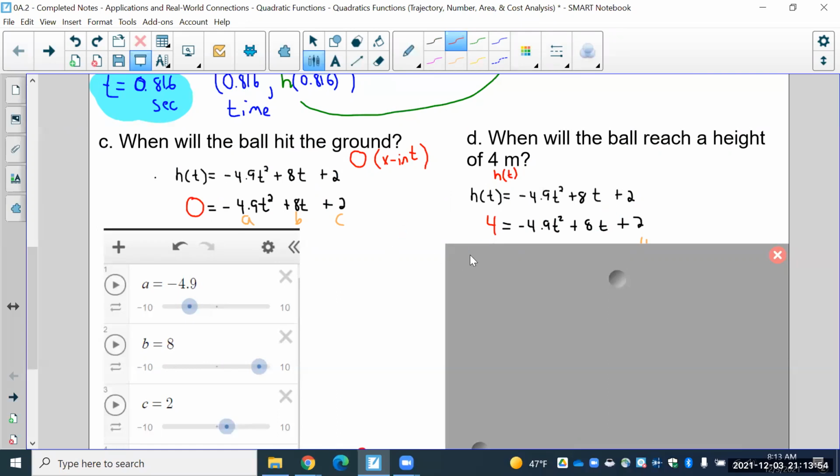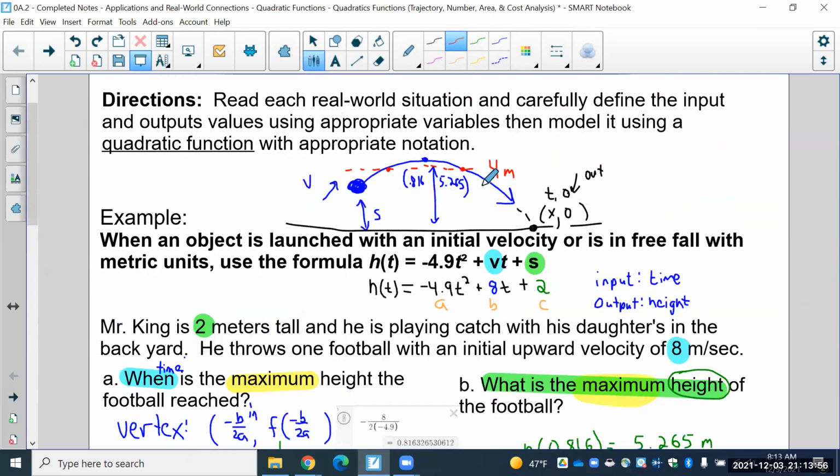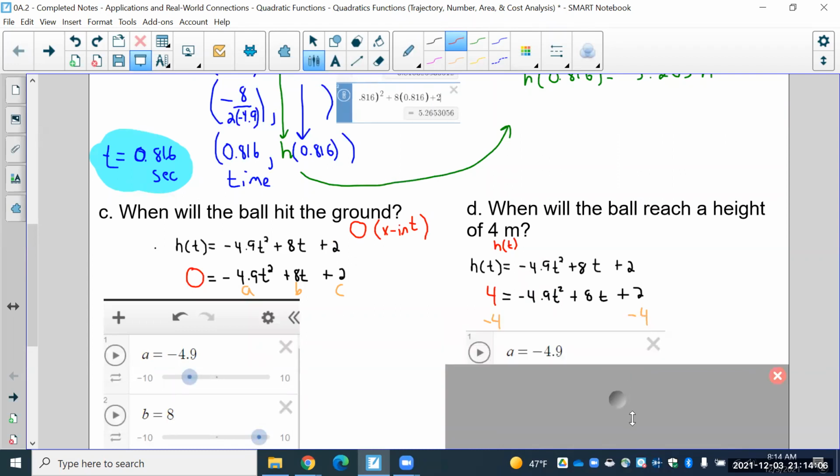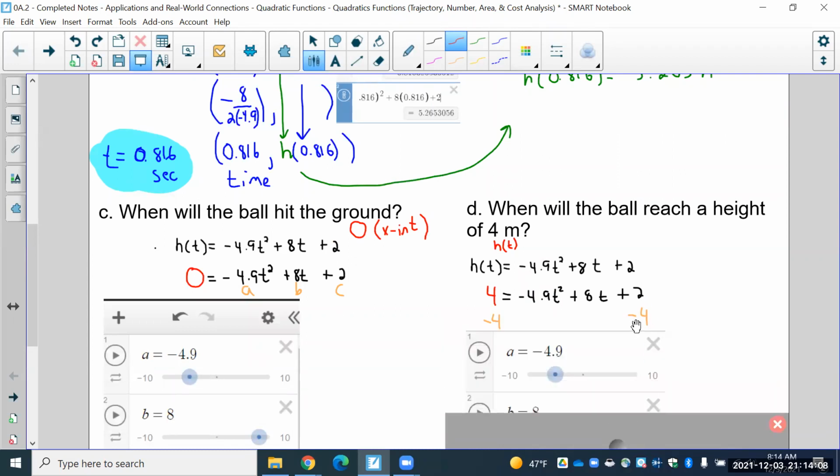So this 4 equals this curve is exactly what you're seeing here. You see a curve. We're looking for these 2 dots where it equals 4. So mathematically, that's what we need. But quadratic formula wise, I need to set it equal to 0 by subtracting 4 and then plug those in.